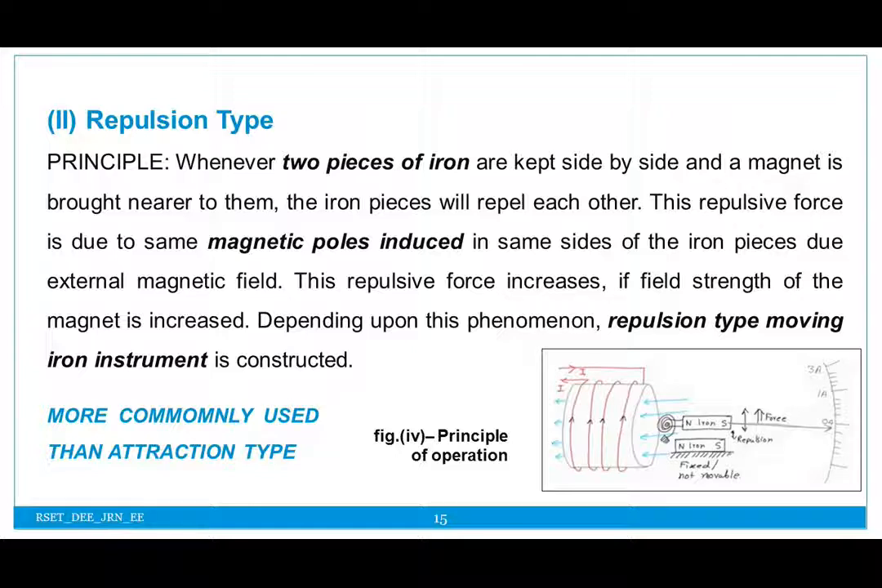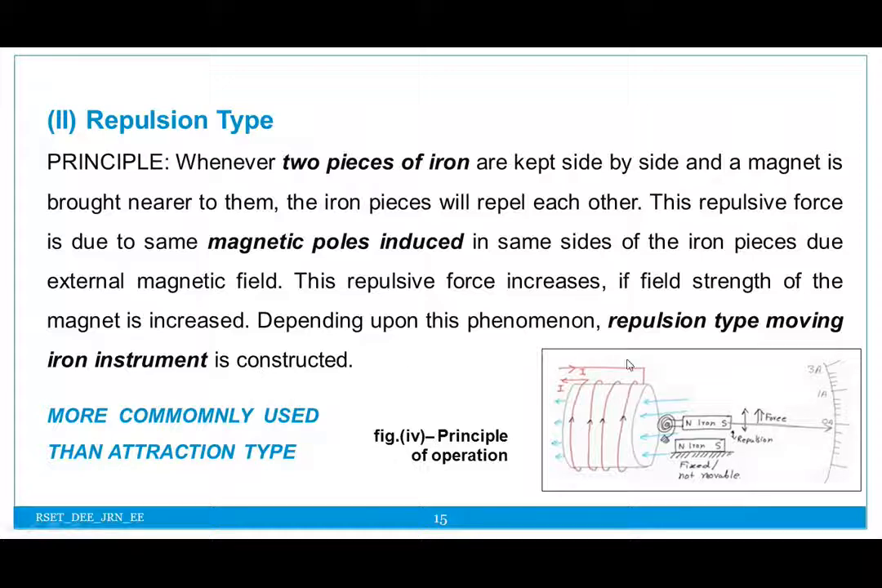Now this repulsive force is due to the magnetic poles induced in the same sides of the iron pieces due to the external magnetic field. Here you can see poles are induced by this electromagnet. Here north pole is induced, here also north pole is induced, here south pole is induced, here also south pole is induced. One of the irons will be a fixed one, not movable, and the second one is a movable one. This repulsive force increases if the field strength of the magnet is increased. Depending upon this phenomenon, the repulsion type moving iron instrument is constructed.